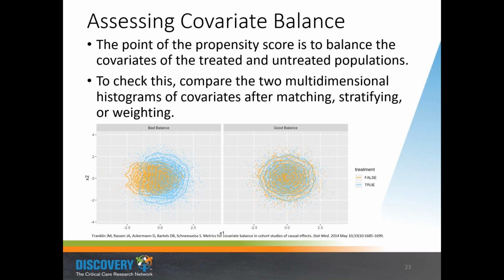So like I said, the point of the propensity score is to balance the covariates of the treated and the untreated populations, because now you're trying to find a miniature RCT, right? And RCT works because the two populations are the same on average in the two groups. What does it mean for the population to be the same on average? That means that their distributions of their covariates, all their pre-treatment attributes, are about the same within the two groups.